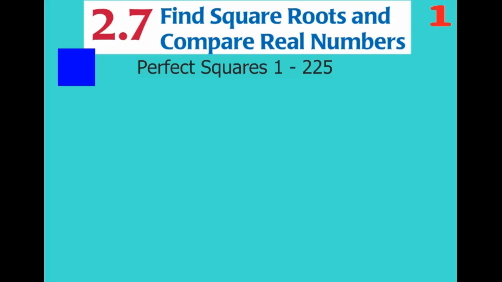Hello, today we are looking first at 2.7, which is finding square roots and comparing real numbers. So first, we're going to list all the perfect squares from 1 to 225. We're really not going to 225, we're really going to 15 because 15 times 15 is 225.